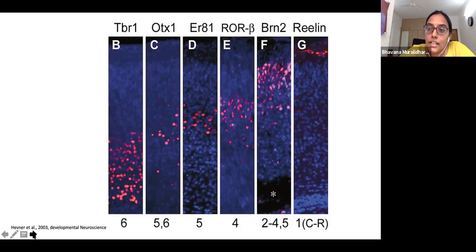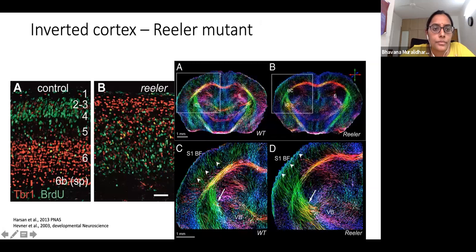Now, if you don't have this signal, what happens is this. This is a reeler mutant, a naturally occurring mutation in reelin which people saw. When they looked at the brains of such a reeler mutant, they saw an inverted cortex. Here is a control cortex where TBR1, which marks layer 6, is here, and this is layer 2, 3. But in the reeler mutant, it is completely opposite. The 2, 3 are here and layer 6 is there, which means the migration past those layers has not happened.